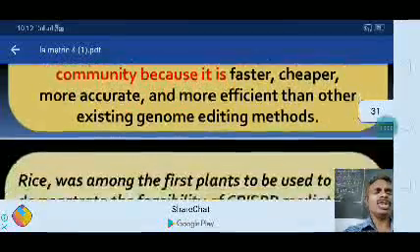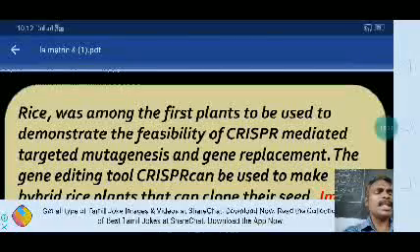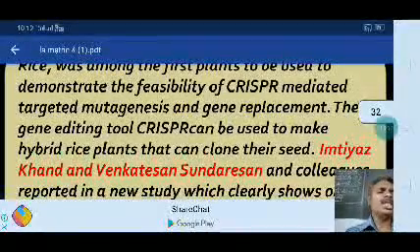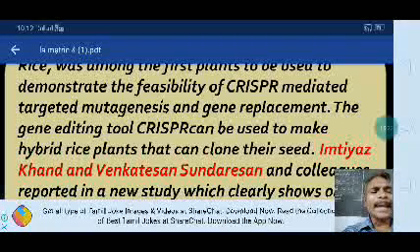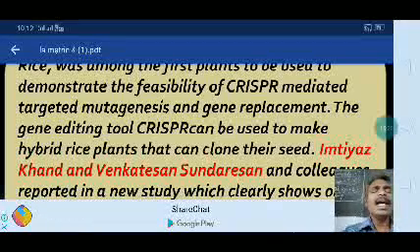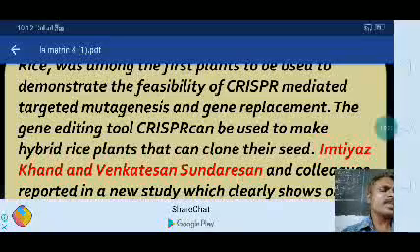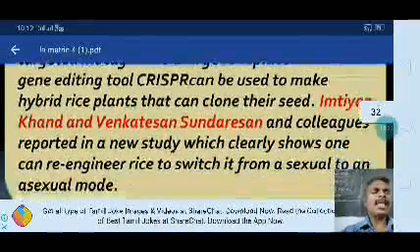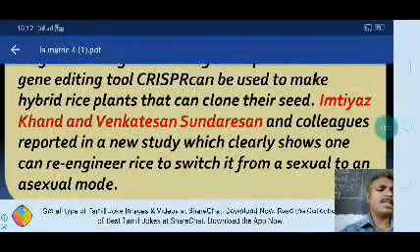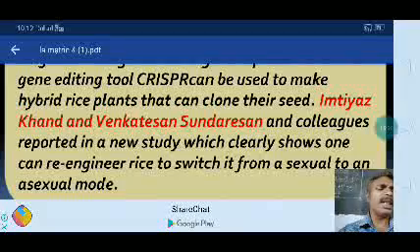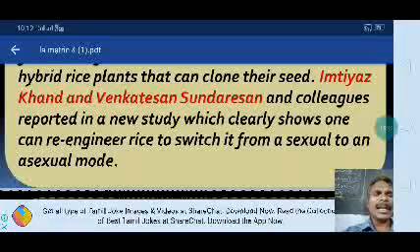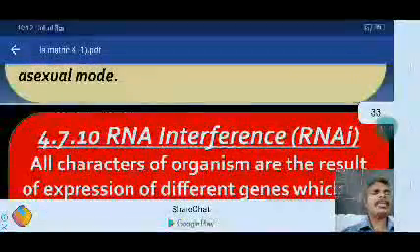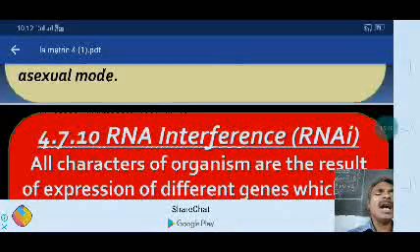Okay. And rice was among the first plants used to demonstrate the feasibility of CRISPR targeted mutagenesis and gene replacement. The gene editing tool CRISPR can be used to make hybrid rice plants that can clone their seeds. Imtiaz Gant, Venkatesan Sundaresan and colleagues reported in a new study that one can re-engineer rice to switch from a sexual to an asexual mode. Okay, the next one is RNA interference.